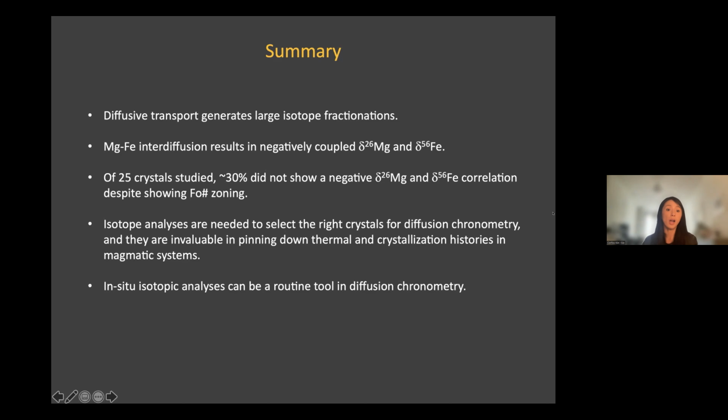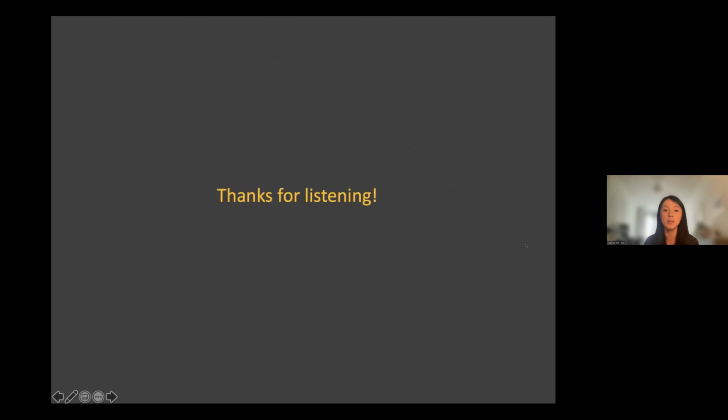So therefore, isotope analyses are needed to select the right crystal for diffusion chronometry, and they're invaluable in pinning down the thermal and crystallization histories in magmatic bodies. And lastly, I just want to say that these analyses can be done routinely, and it'll be a nice feature if we can use these isotope analyses as a routine tool in diffusion chronometry. So thank you for your time.